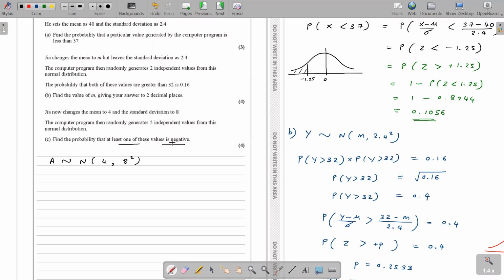Before we go for 5 values, let's work with one value. Find the probability one value is negative. Negative means your A value should be less than 0, right? So find the probability that A is less than 0. How do you find that? Turn A to Z. How? A minus mu over sigma. Less than (0 minus 4) over sigma, which is 8. A minus mu over sigma is Z. Minus 4 over 8 is minus 0.5, right?